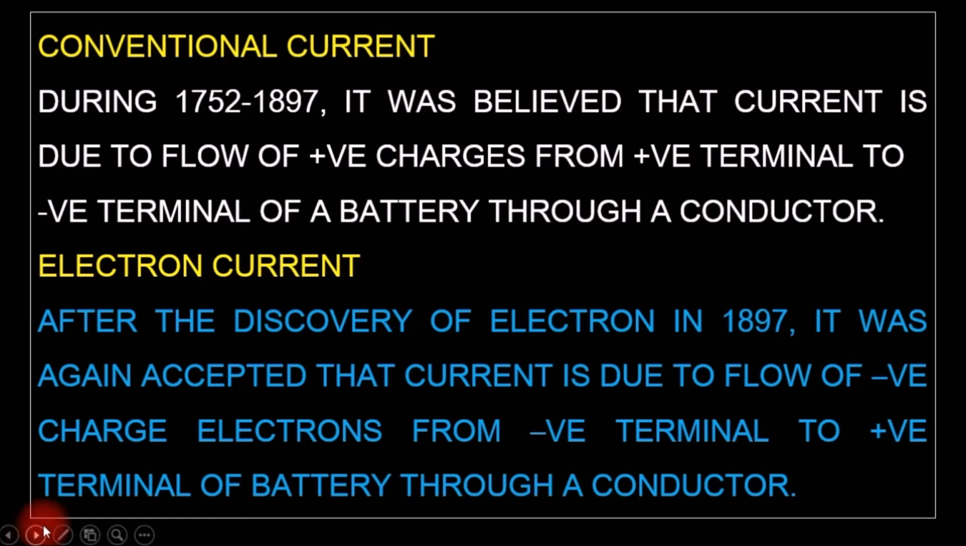And later on, after the discovery of the electron in 1897 by J.J. Thomson, it was accepted that electric current is due to the flow of negatively charged electrons from negative terminal to positive terminal of the battery through a conductor. So here, conventional current and electron current are in opposite directions.